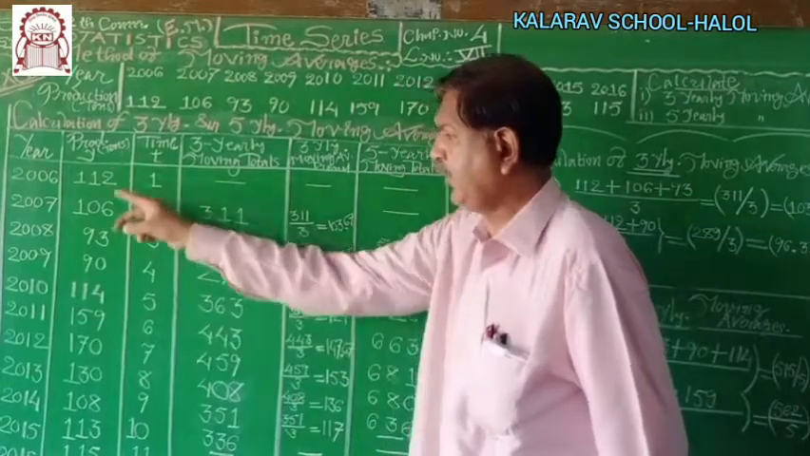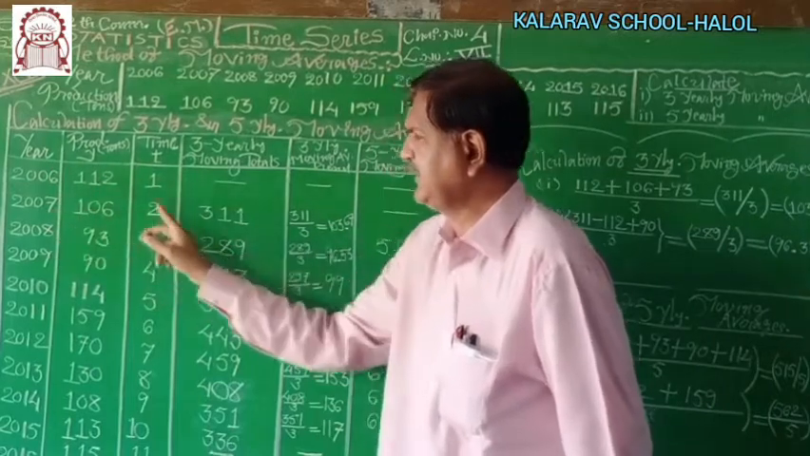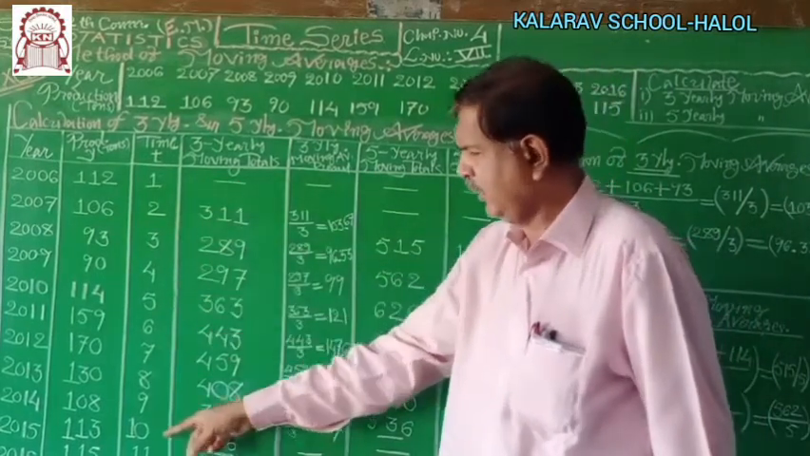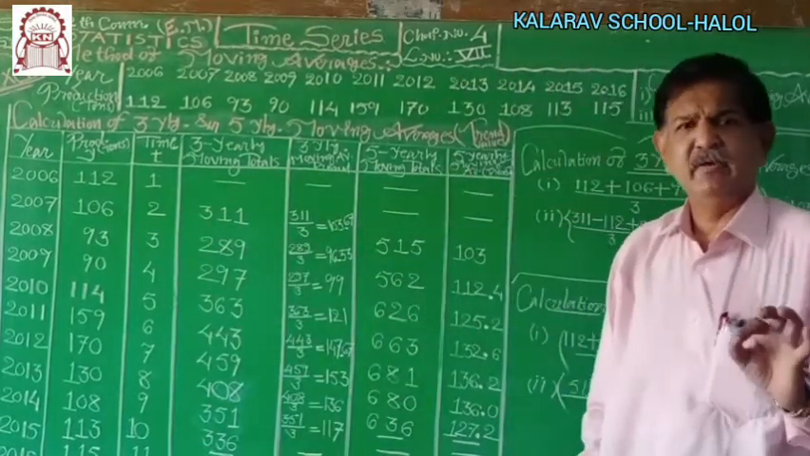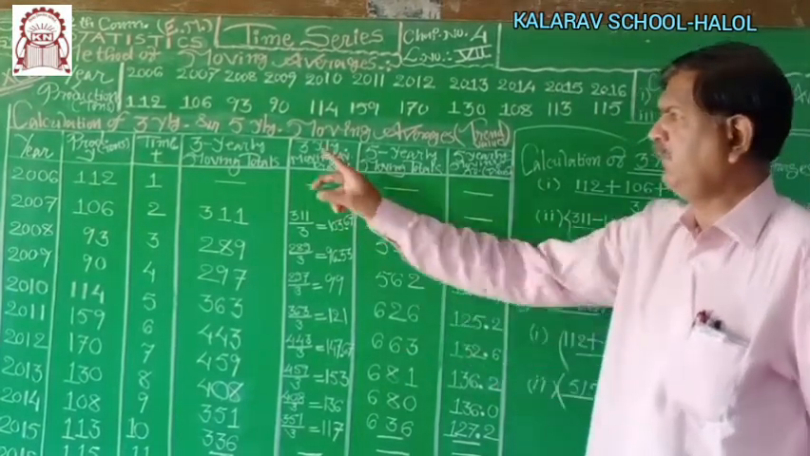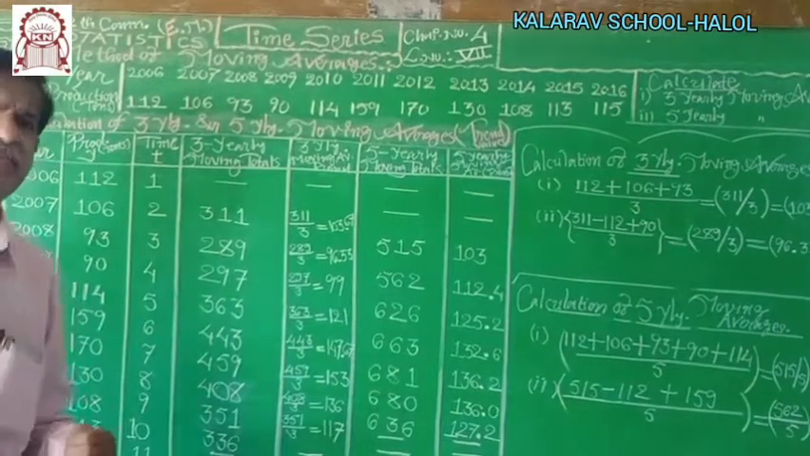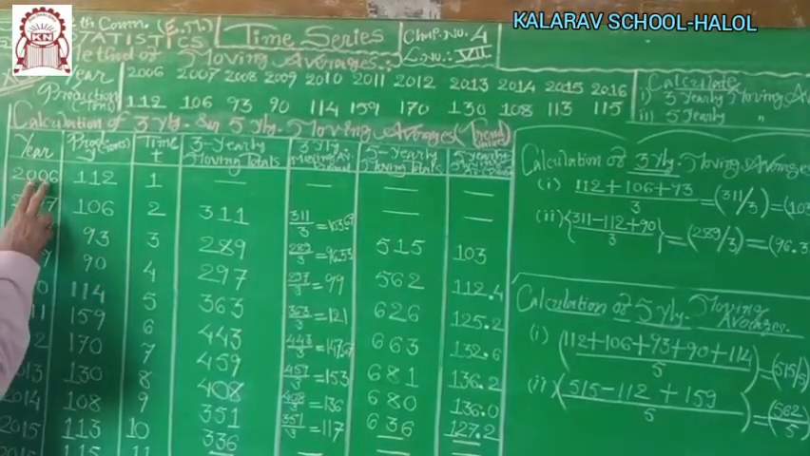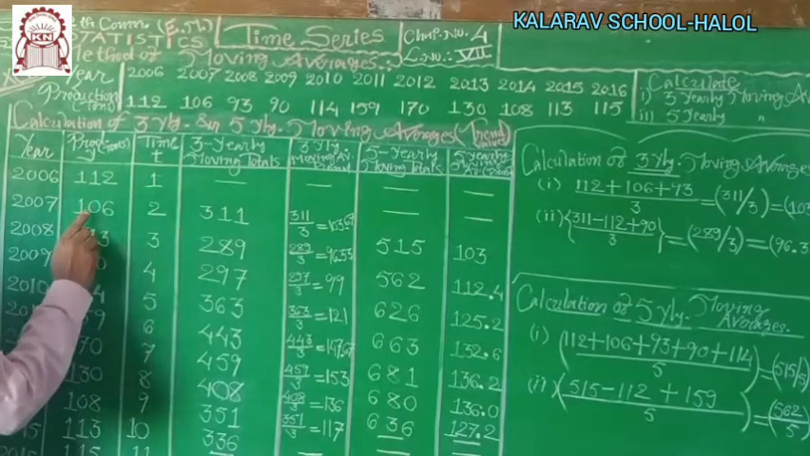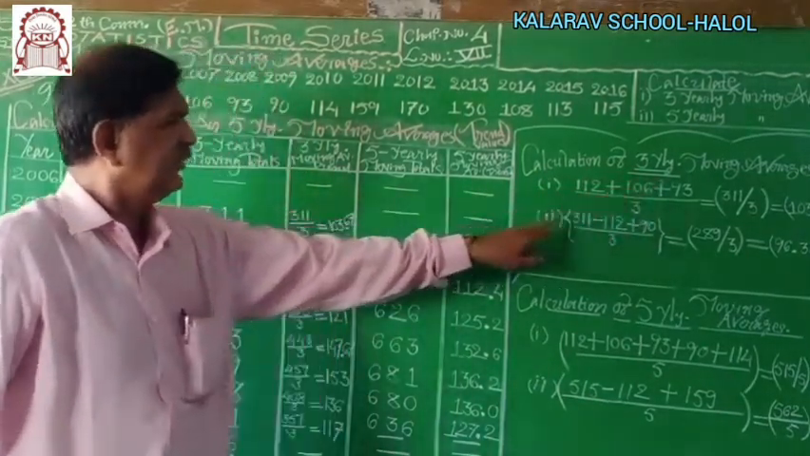Now, year and production as it is. Time period t: 2006 is the first year, 2007 the second year, 2008 the third year. Therefore t equals 1, 2, 3, 4 and so on up to 11, because n is 11. Data for 11 years is given to us. Now the calculation of the 3 yearly moving average. For that we have to make the total of 3 items: 2006, 2007 and 2008, means data 112, 106, 93.